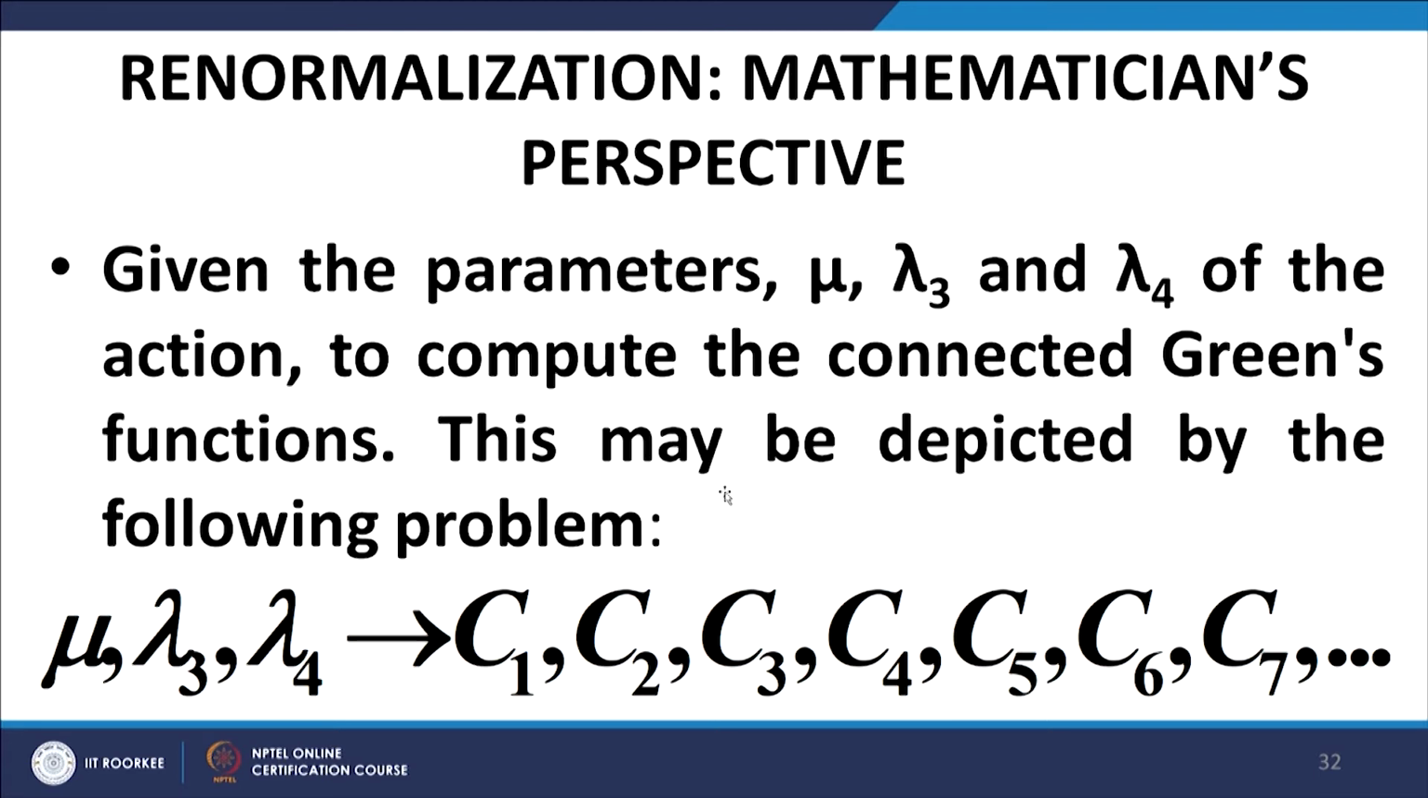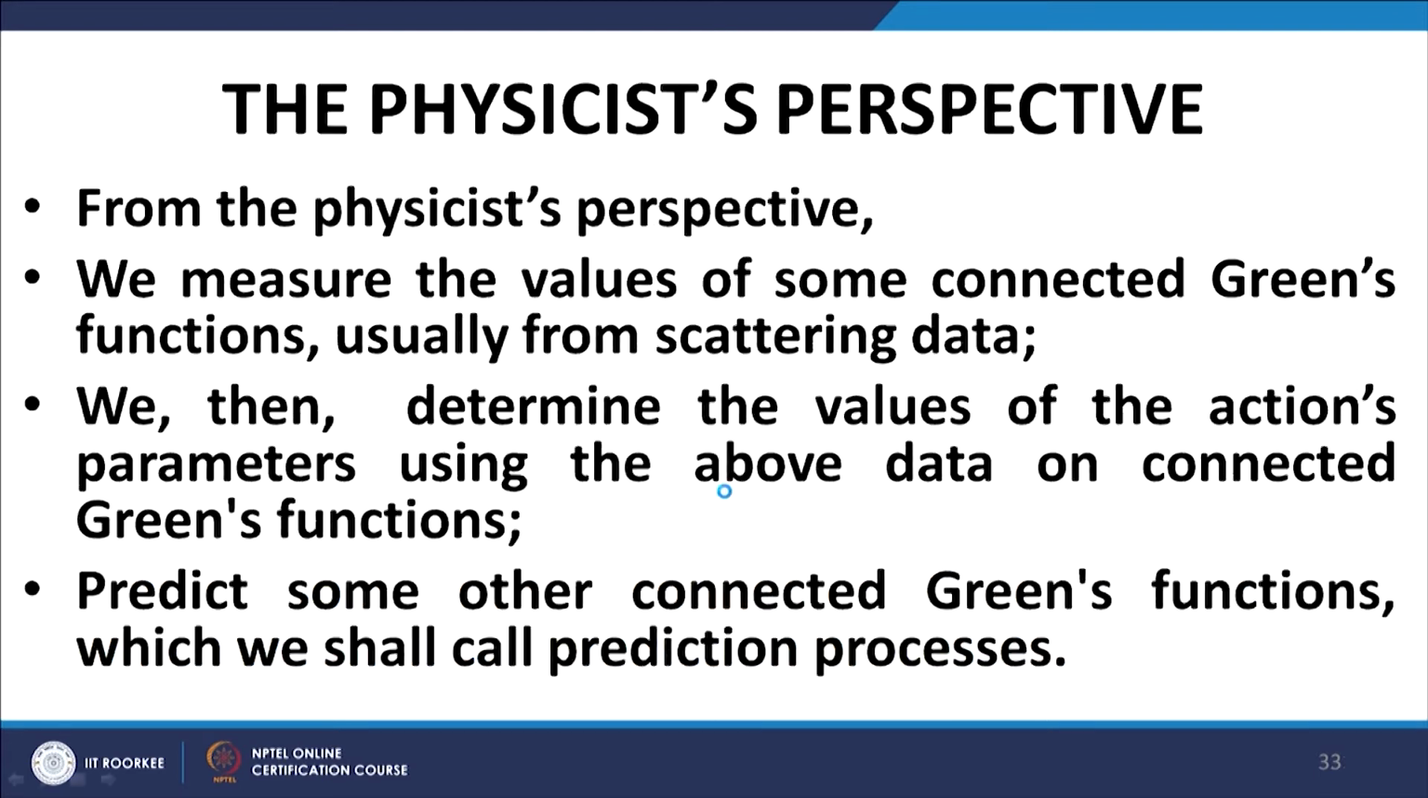For the physicist, however, it becomes a slightly different perspective. From the physicist's perspective, what we have is we measure certain values of some connected green functions using scattering experiments. On the basis of those scattering experiments, we get experimental values of certain connected green functions. Using those connected green functions, the next step is we work out the bare parameter values of the inputs that go into the action, that is the mass and the various coupling constants. That is the second step.